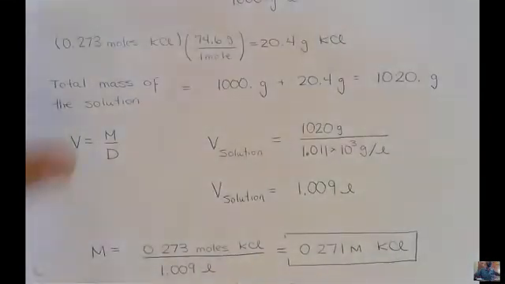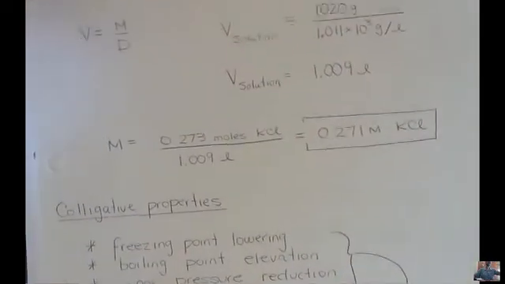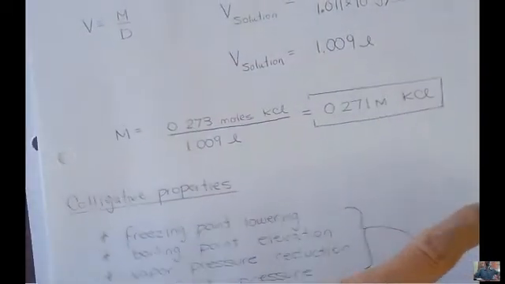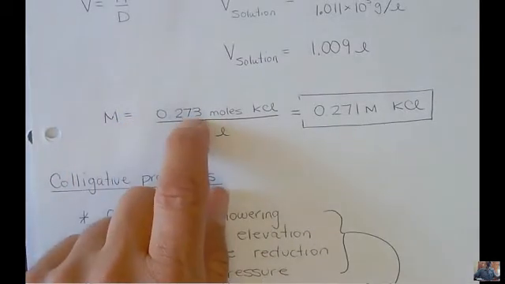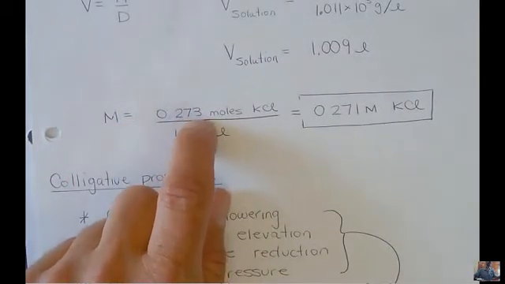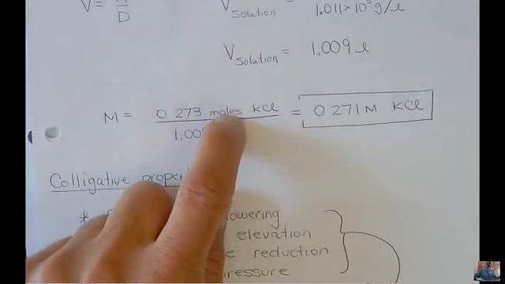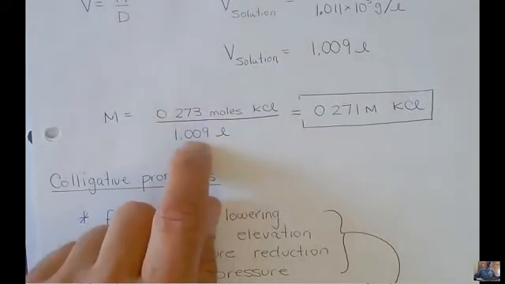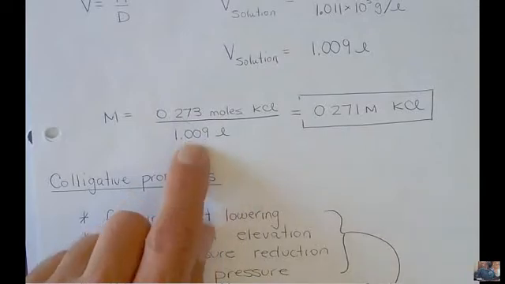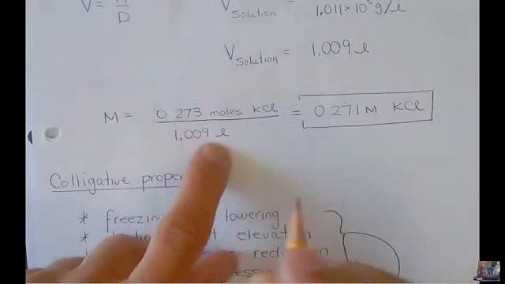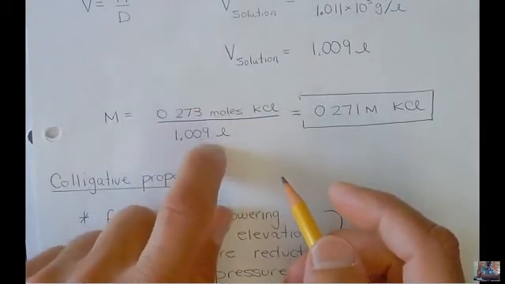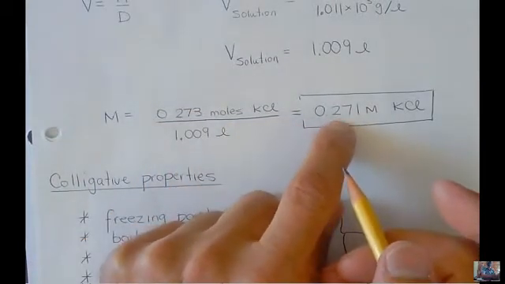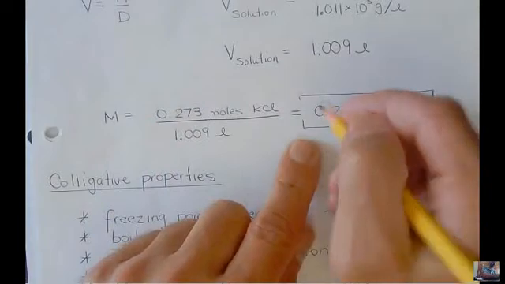Go back and calculate the molarity. So this was a pretty dilute solution, so the two numbers are pretty close. The molarity is the same exact numerator, 0.273 moles of KCl. What is the volume of the whole solution? 1.09 liters of solution. So that's the definition of molarity. This divided by this, so you get 0.271 molar.